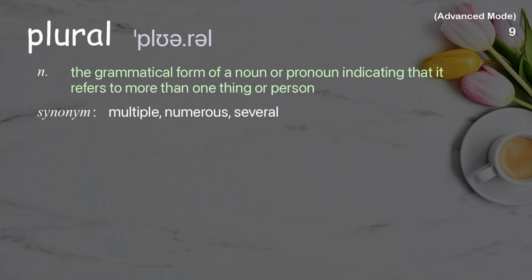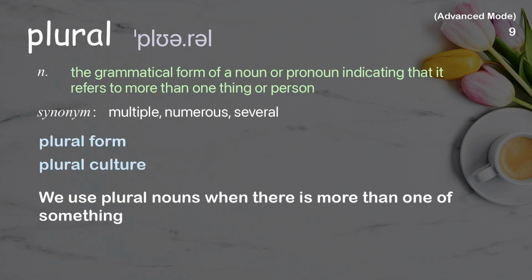Plural. The grammatical form of a noun or pronoun indicating that it refers to more than one thing or person. Examples. Plural form. Plural culture. We use plural nouns when there is more than one of something.